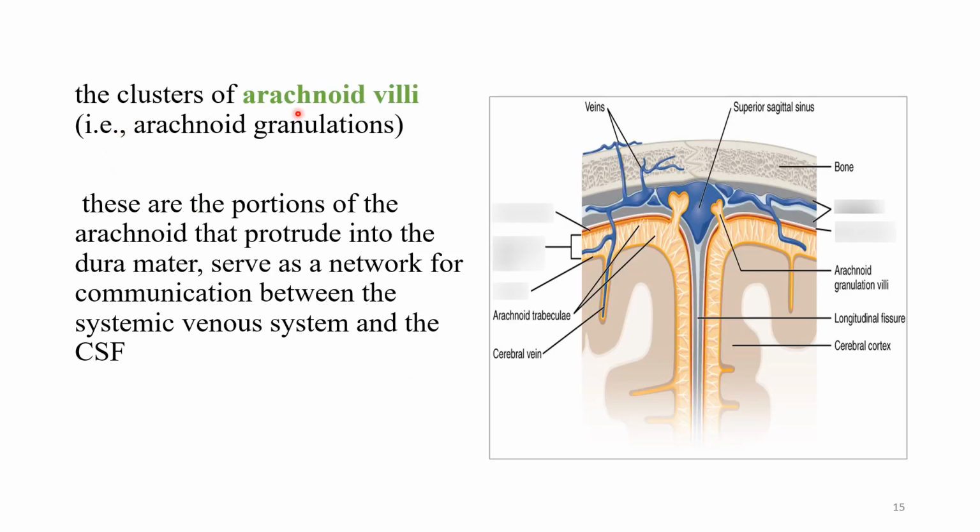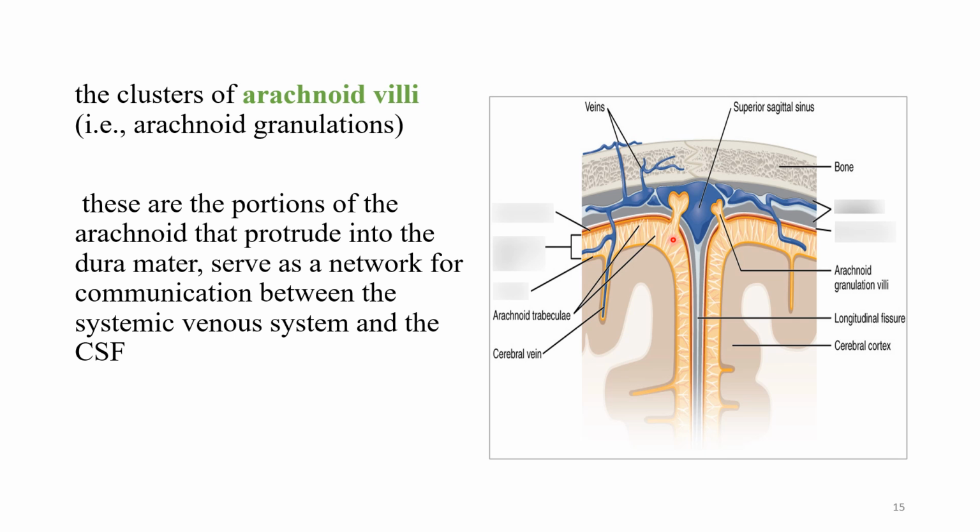And the clusters of arachnoid villi. So, many arachnoid villi together are called arachnoid granulations when we can see them with the naked eye. These are the portions of the arachnoid that protrude into the dura mater, and they serve as a network for communication between the systemic venous system and the CSF. So, these are the arachnoid villi. Many villi together constitute the arachnoid granulation.